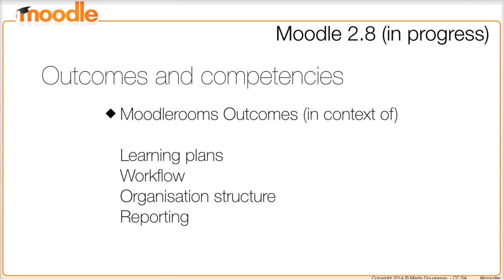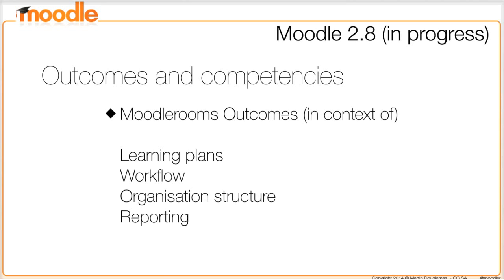Okay, the next thing on the list for 2.8 that we're working on is outcomes and competencies again. This was something we meant to try and do in 2.7, or actually in 2.6. Then it got pushed to 2.7. Now we're definitely back to it again in 2.8. The thing about it is it gets postponed because I really want the outcomes to work in the context of these other things that don't exist yet: learning plans, the workflow, org structure, and reporting that I mentioned before. But I think we're close to something there, and we'll be getting that in.